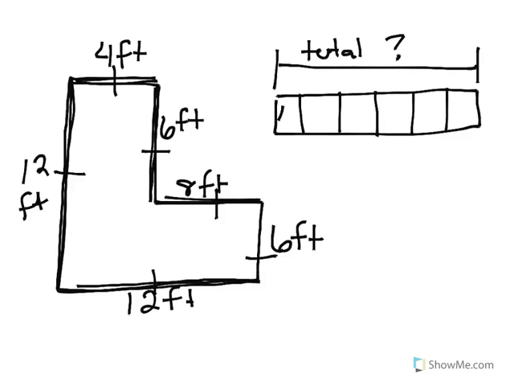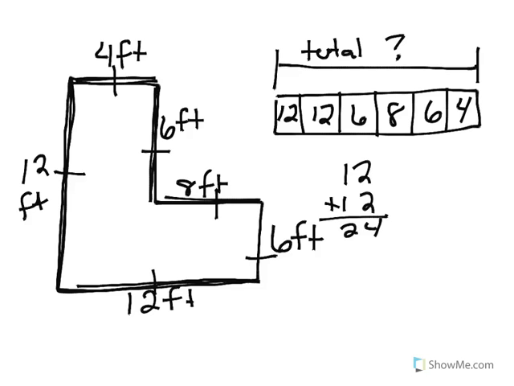I'm going to start with my long sides. I have 12 and 12. Then I have 6, I have 8, another 6, and lastly the 4. Once I put all of these together, it's going to give me the total length of every side, which is the perimeter. So to make this easier, I'm going to start with my 12 and my 12.